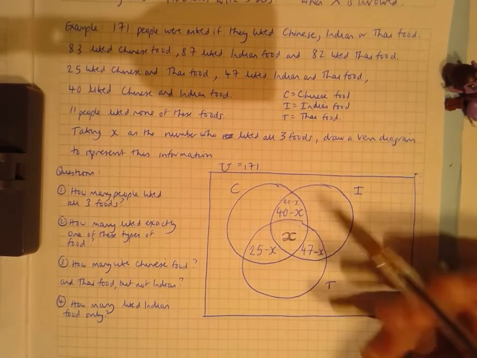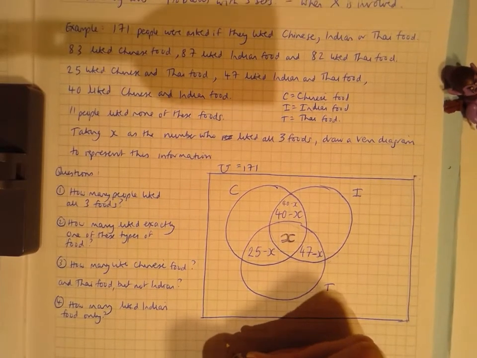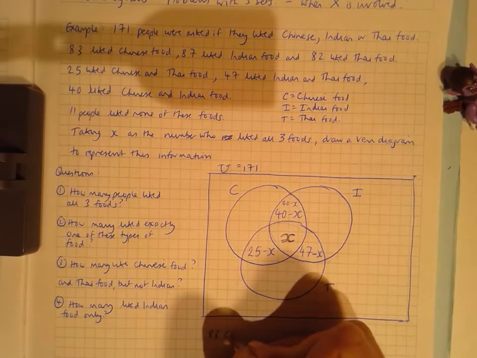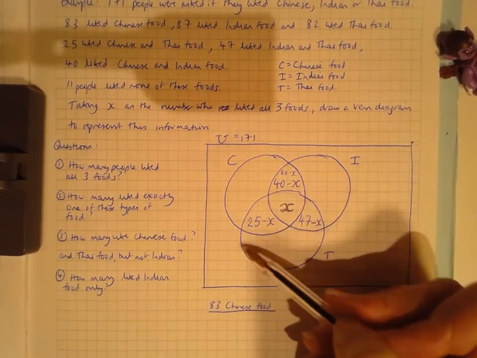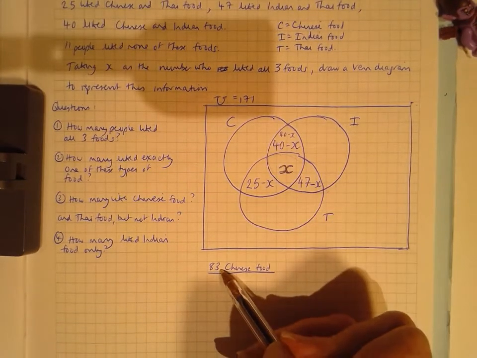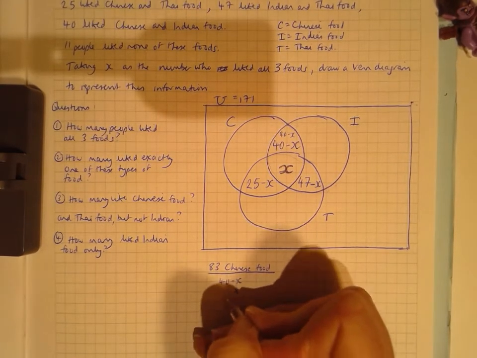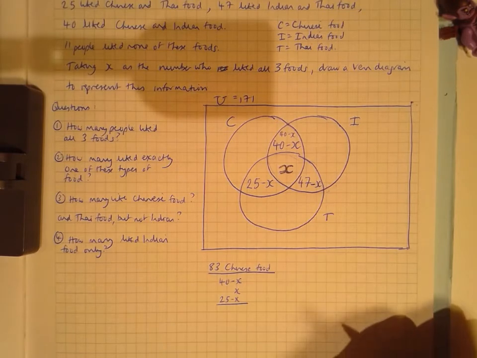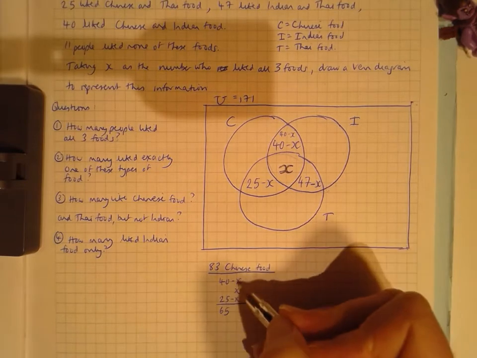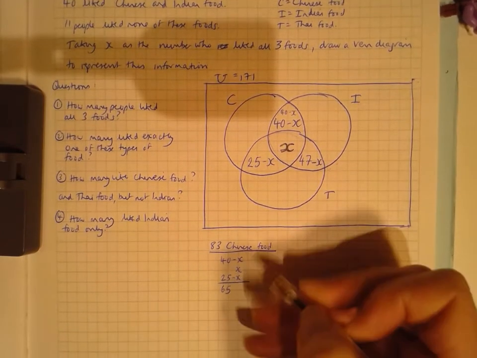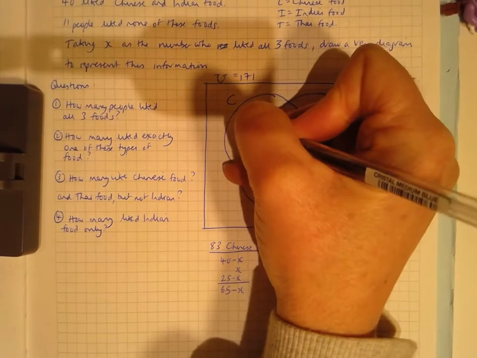So what I sometimes do is that I do little calculations to the side. So what are we told? We're told that 83 liked Chinese. So 83 liked Chinese food. So in this Chinese food circle, I'm going to have 83 people. I already have 40 minus X people, and 25 minus X people. So I already have, adding these up, 40 and 25 is 65, minus X and plus X will cancel each other out, and then I'm just left with a minus X. So what's left to go in here is 65 minus X people.